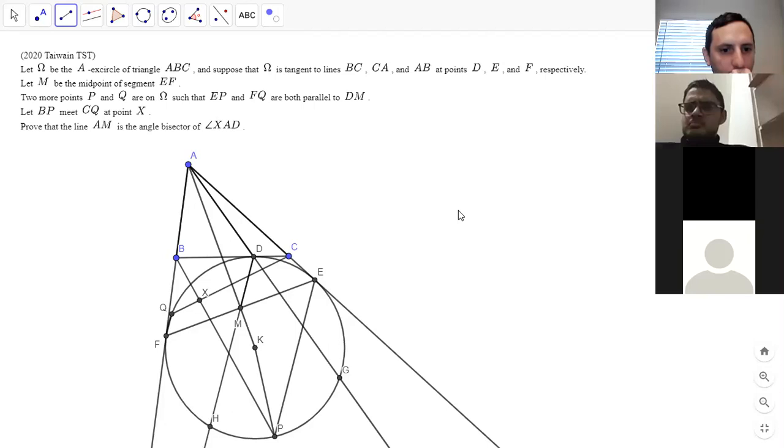We also have angle FDG is equal to angle EDM. EDM is MD. FDG. Yeah, right, because GH is parallel to EF.